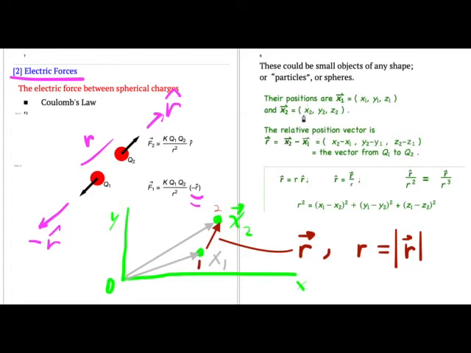And if these are the coordinates, x1, y1, z1, x2, y2, z2, R, the magnitude, is the square root of (x2 minus x1) squared plus (y2 minus y1) squared plus (z2 minus z1) squared, by the Pythagorean theorem. All right, so now we have the mathematics to describe the electric force between charged objects.